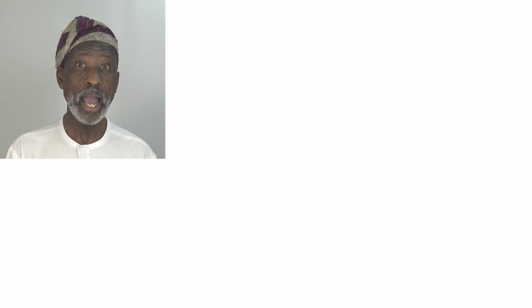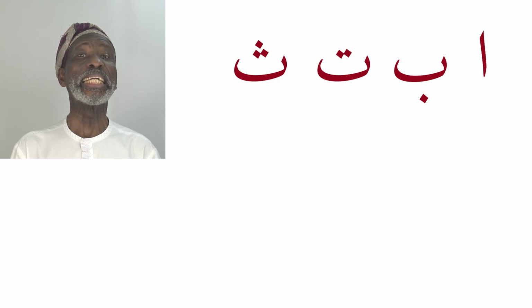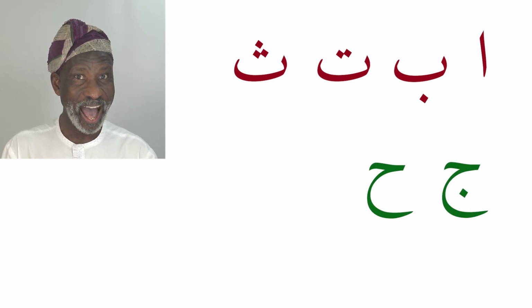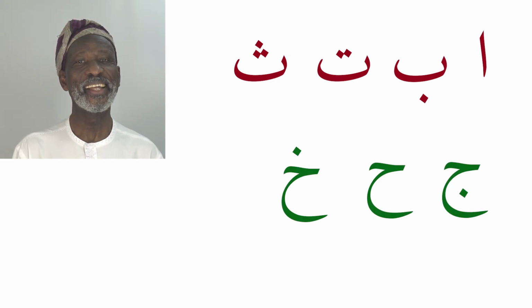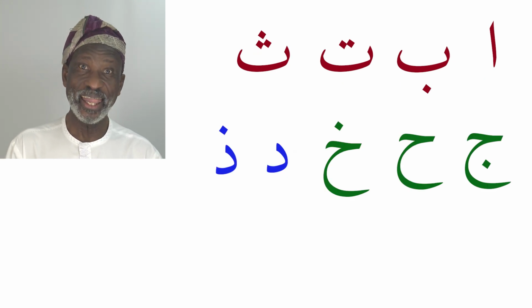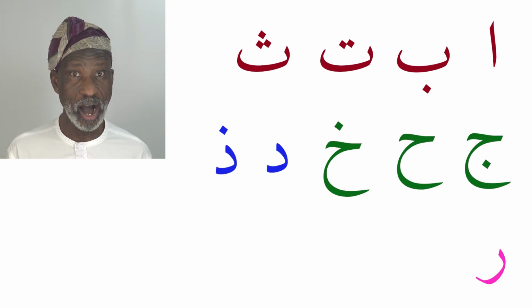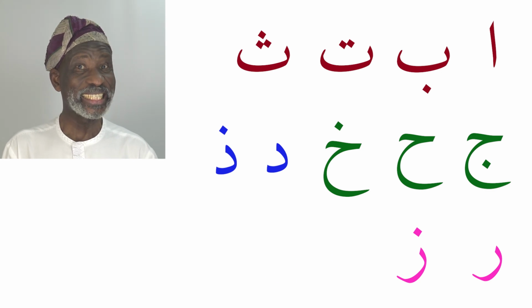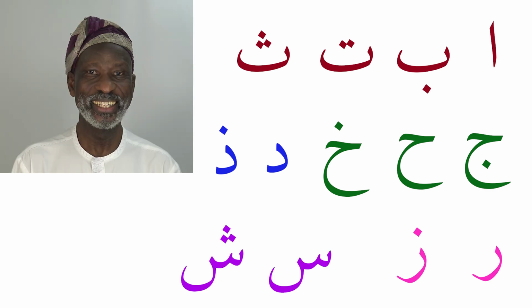Now, add those 6 to the previous 7 letters. Now we have how many? 13 letters so far. Can you remember them? Let's try. Alif, Ba, Ta, Tha, Jim, Ha, Kha, Dal, Dhal, Ra, Za, Sin, Sheen.